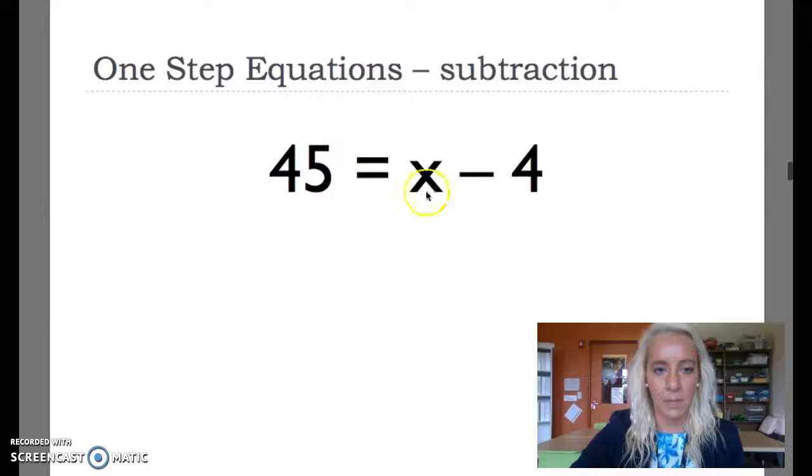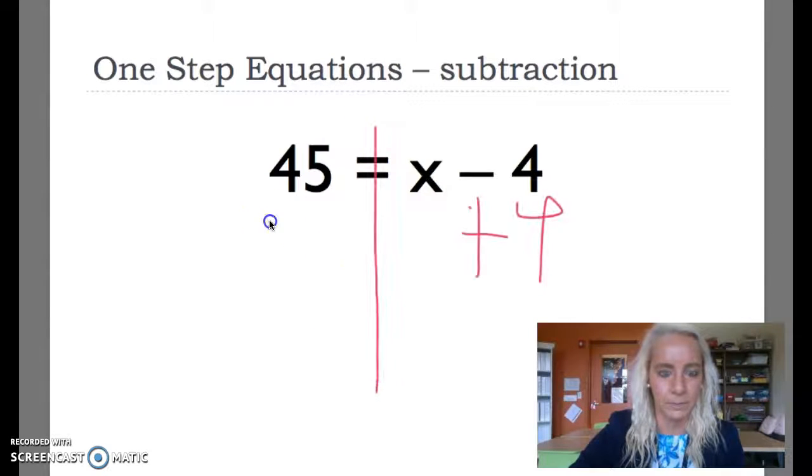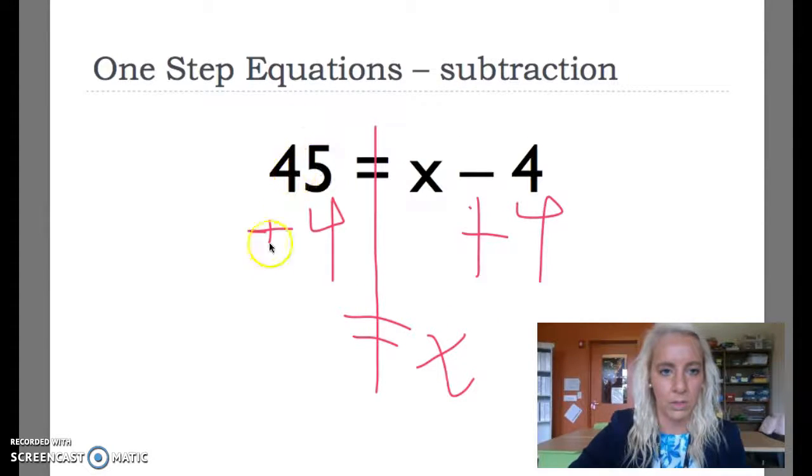Again, the same concept if the variable's on the other side of the equation. So again, the inverse of subtracting 4 is adding 4 to both sides. So we're left with x is equal to 45 plus 4, which equals 49.